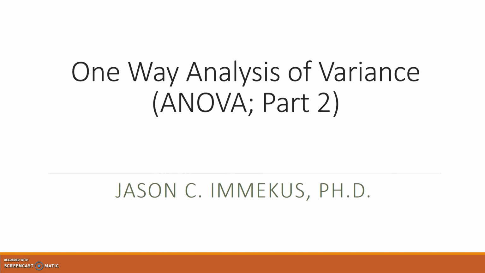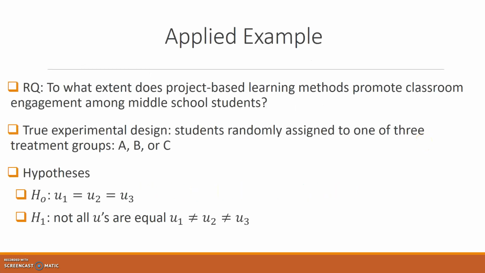We built on the previous module by actually going in and seeing how the analysis of variance works based off the use of means and the variances of each respective group's scores. And so to contextualize this applied example, we can consider the following research question. Does project-based learning promote students' classroom engagement among middle school students?